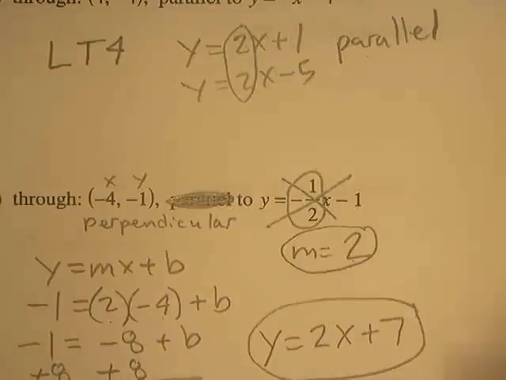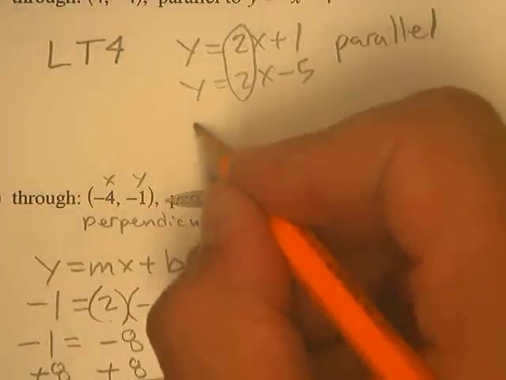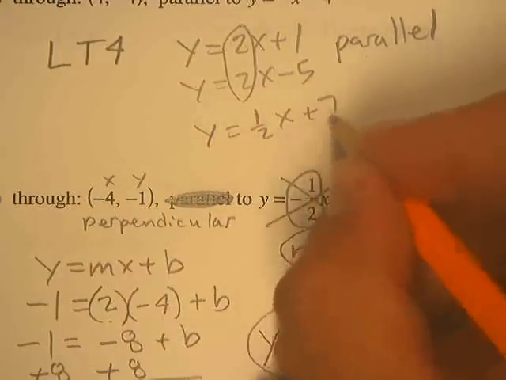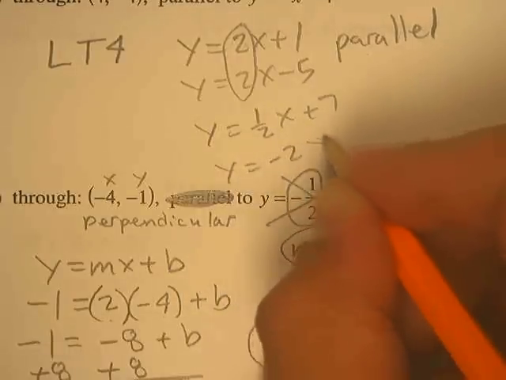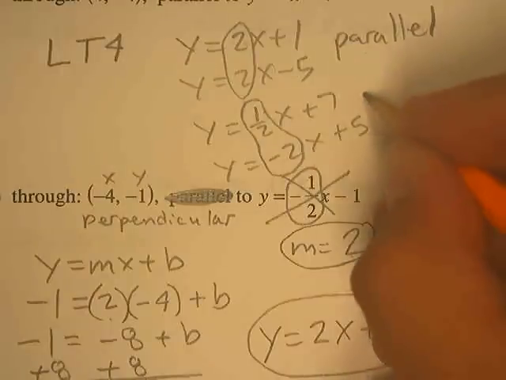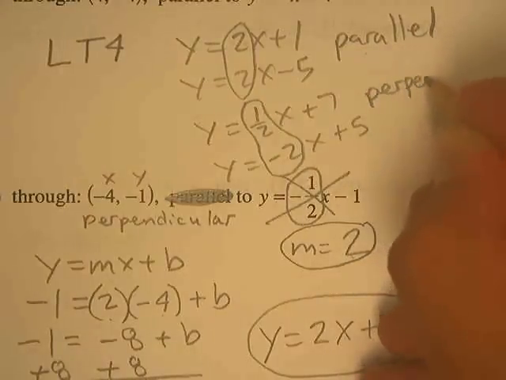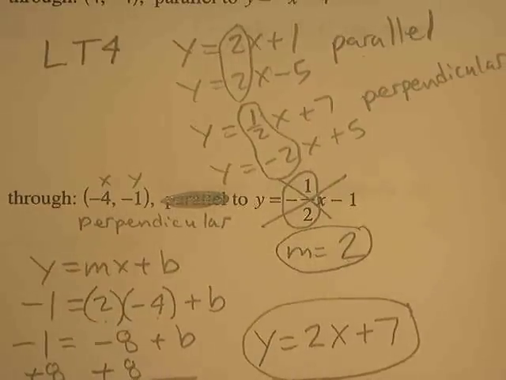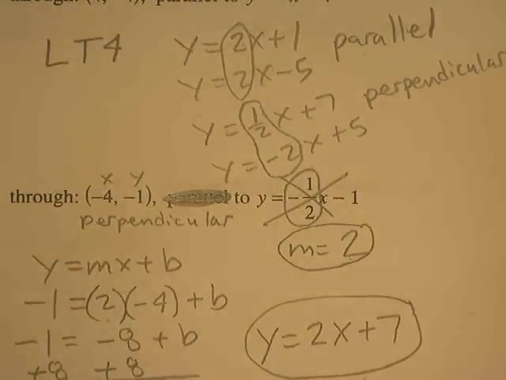So remember, you have y equals 2x plus 1, y equals 2x minus 5. Those would be parallel because they have the same slope. If you have y equals 1/2 x plus 7, y equals negative 2x plus 5, 1/2 and negative 2 are opposite reciprocals. They're going to be perpendicular. And anything else would be neither. So just a recap review.